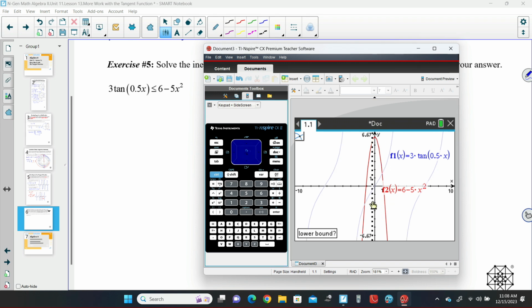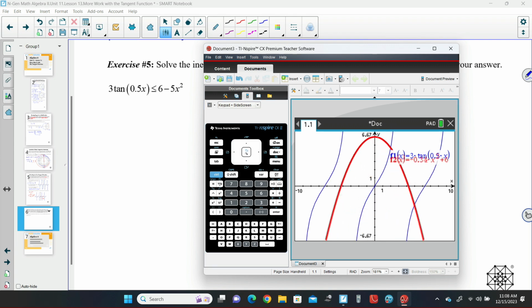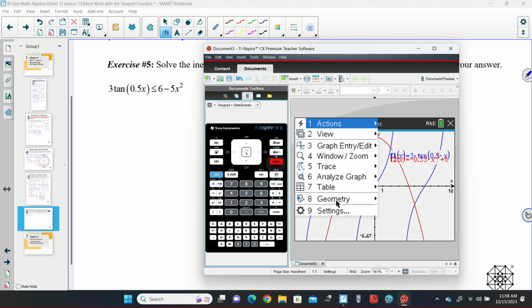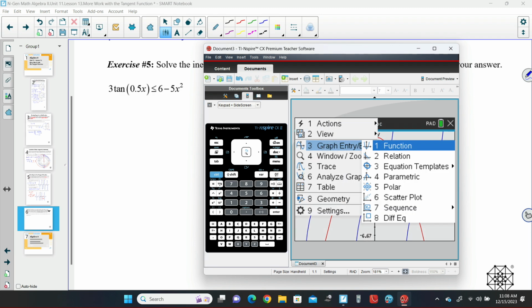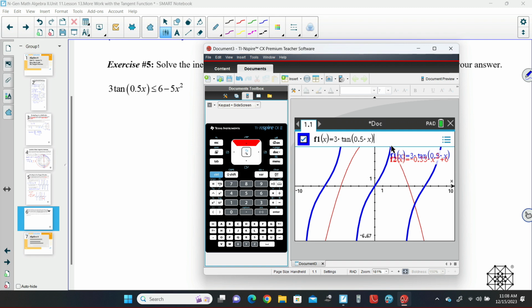So, whoops, come on, keep going over this way. I hit enter, I move it this way, hit enter. Oh, that is just not what I wanted to do. And there's just no control Z on this thing. Sorry about that. Let me go back into graph edit, function. I cannot believe it just completely changed F2. That is insane. Bad TI Inspire, bad. 6 minus 5x squared.